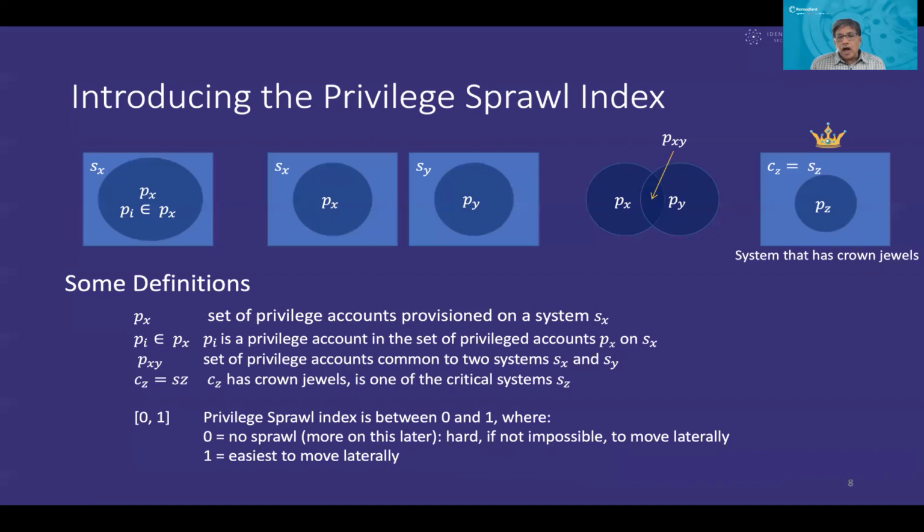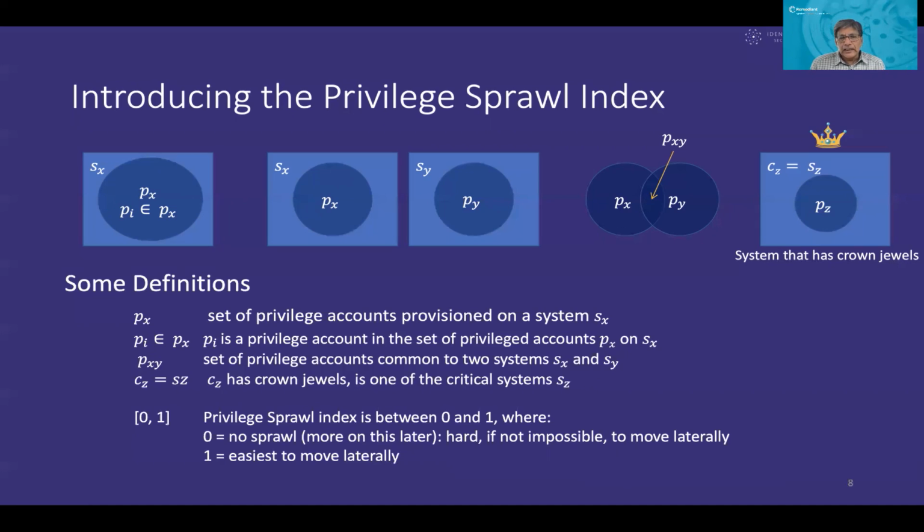PXY are the common accounts between any two systems, SX and SY. And then there is a special system called CZ, which has the crown jewels. This is the critical system that people are after. And then what we say is that the privilege sprawl index is a number between 0 and 1, where 0 means there is no sprawl. So this is the way we're defining and arriving through this model at a privilege sprawl index of 0, which is no sprawl, hard if not impossible to move laterally.